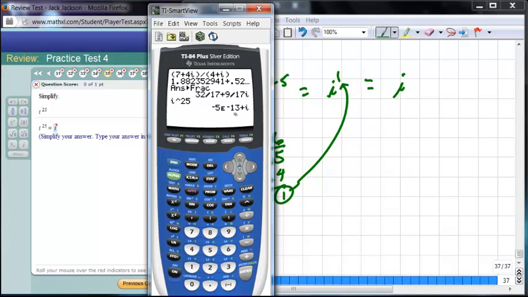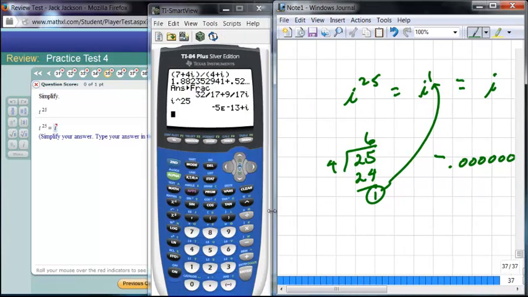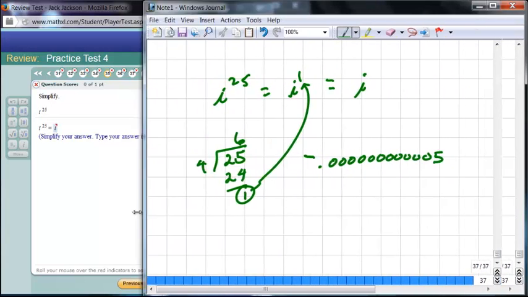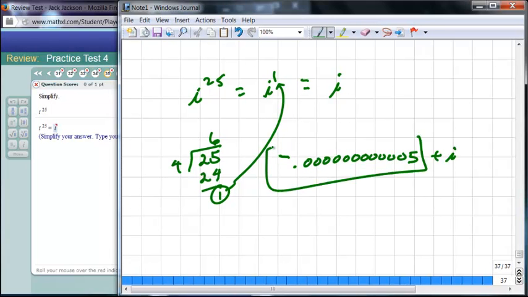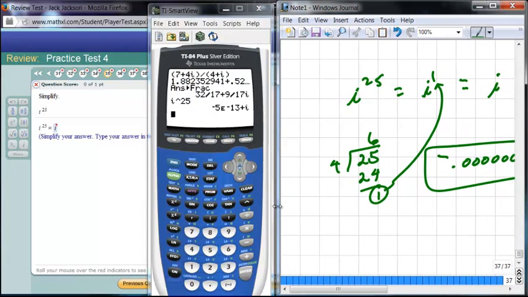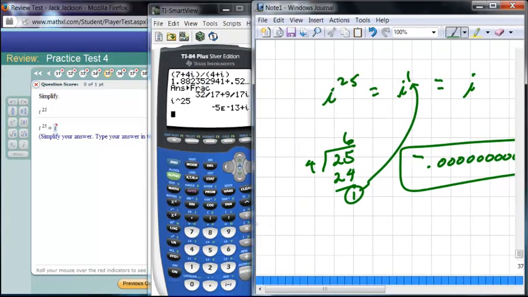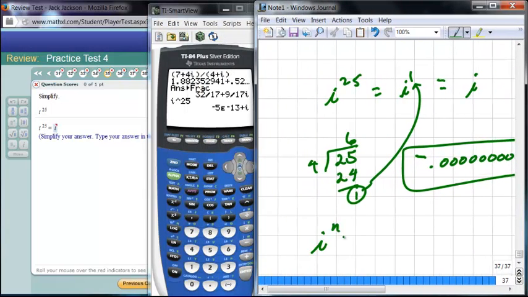Alright, it actually is a round off problem here. This came out to be negative 0.23456791011 and so on, with zeros, plus i. Well, that's approximately 0. In reality, it's actually 0. So actually, the calculator lied to you there. It actually should truly be just i. But you know when you get an i to a power, it has to be either 1, negative 1, i, or negative i. Those are the only 4 possibilities.